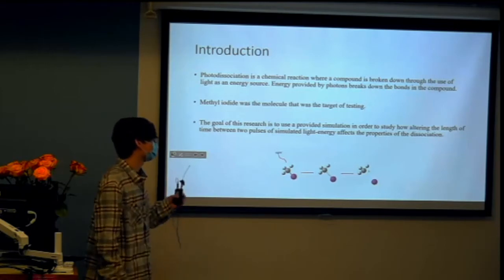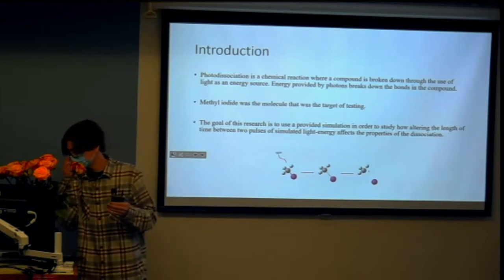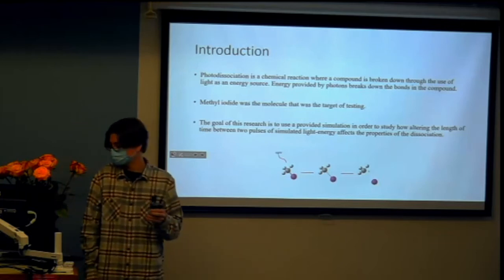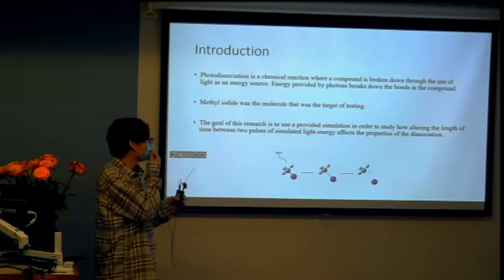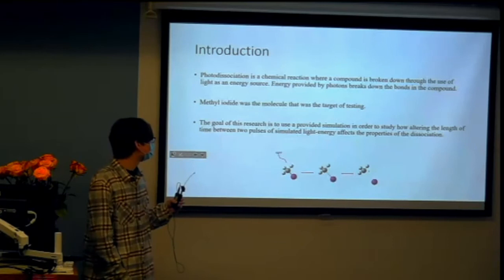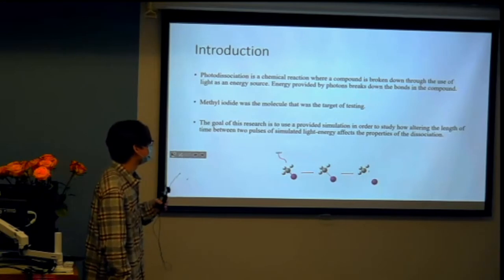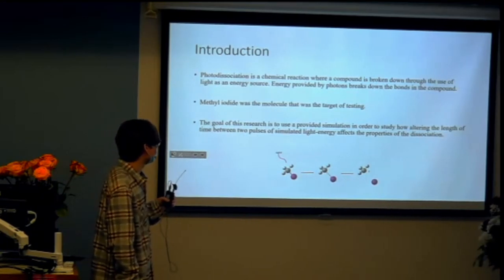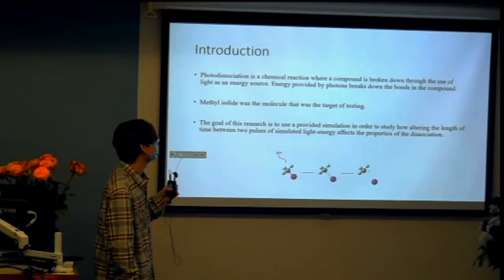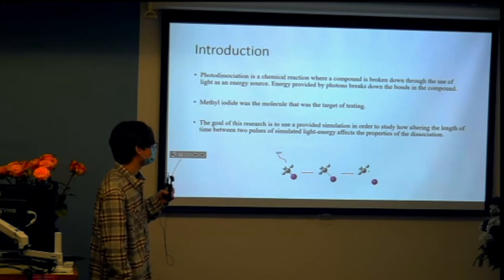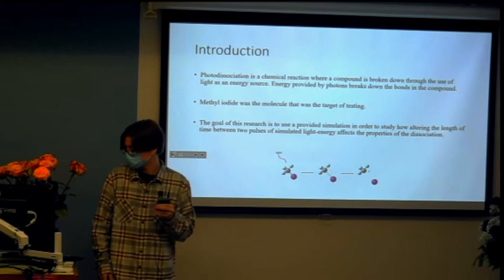Methyl iodide was the molecule that was simulated in Matlab. It's a simple molecule that works well for this type of research. And the goal of the research was to use a simulation in Matlab and study how altering the length of time between two pulses of photo energy affects the properties of the dissociation between methyl and iodide.